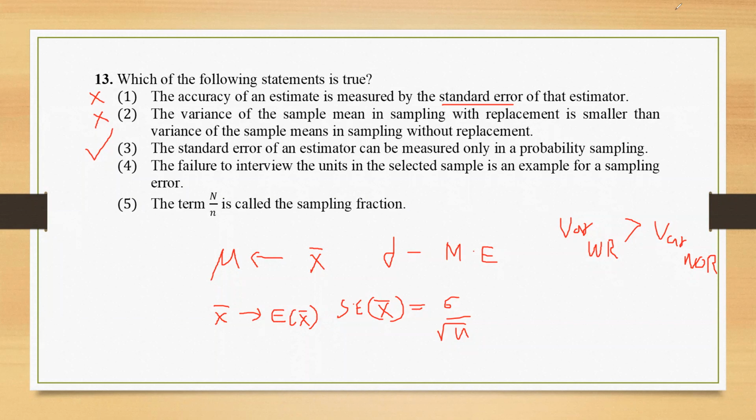So normally, sampling error occurs because of sampling. It means instead of studying the population, you are going to study the sample.